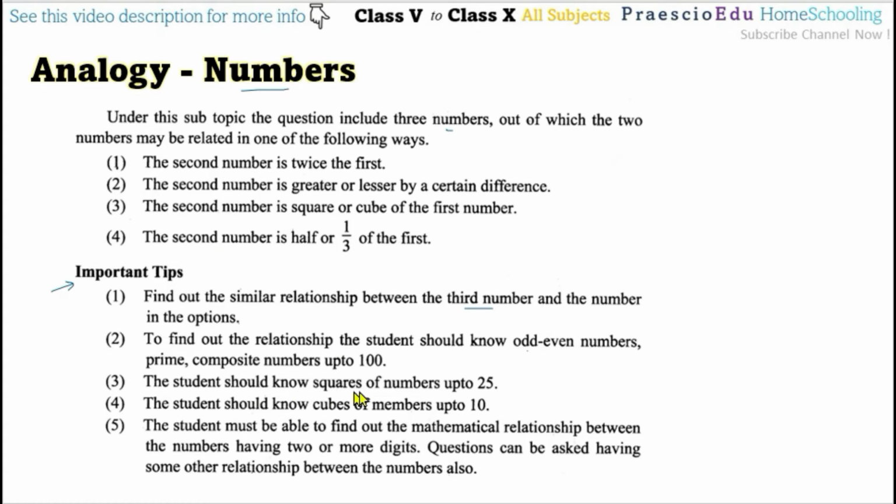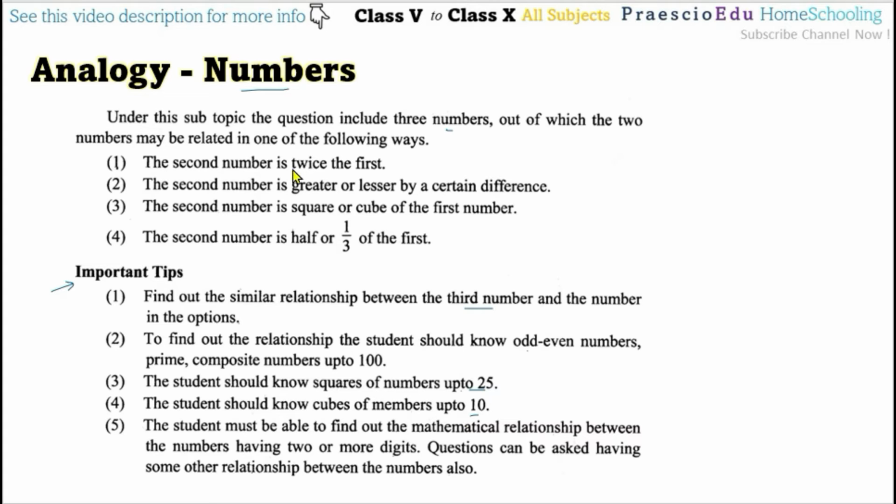Students should know the square numbers up to 25, meaning 1 to 25, or up to 30 also. The square numbers must be known, and even the cube numbers up to 10 must be known. The student must be able to find the mathematical relationship between numbers having two or more digits. Questions can be asked having other relations between the numbers also, such as addition, subtraction, multiplication, division, square numbers, cube numbers, or digits and place values interchanging in some way. That relation we have to find out.